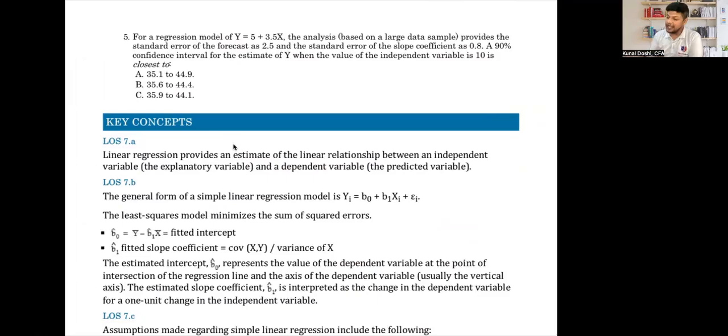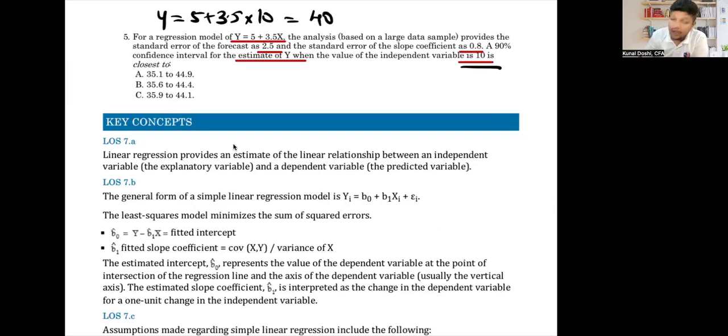Last, for a regression model, they've given us the model. The analysis provides the standard error as 2.5 and the standard error of the slope is 0.8. A 90% confidence interval for the estimate of Y when the value of independent is 10. So first thing, guys, you will find what is the Y value. 5 plus 3.5 into 10. If you calculate this, 35 plus 5, you will get 40. Y will be 40. This is your X bar, by the way.